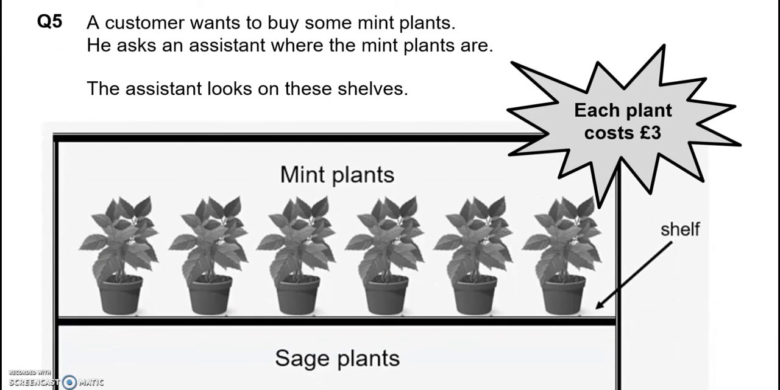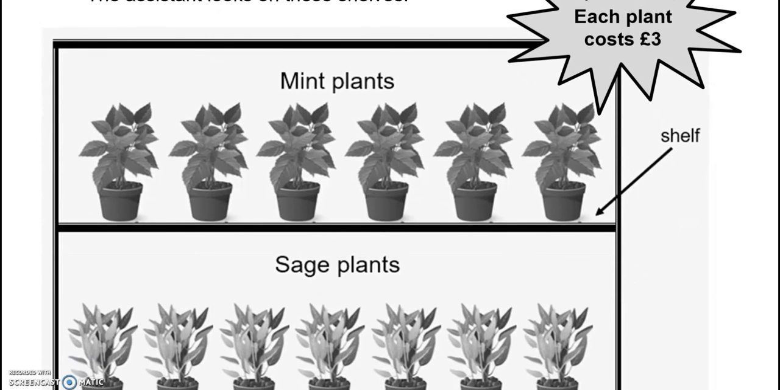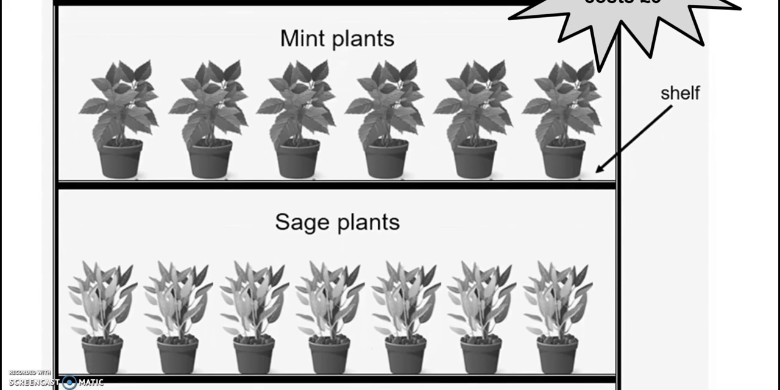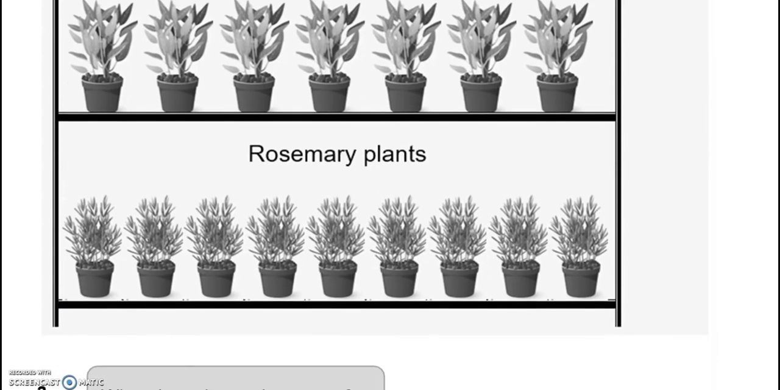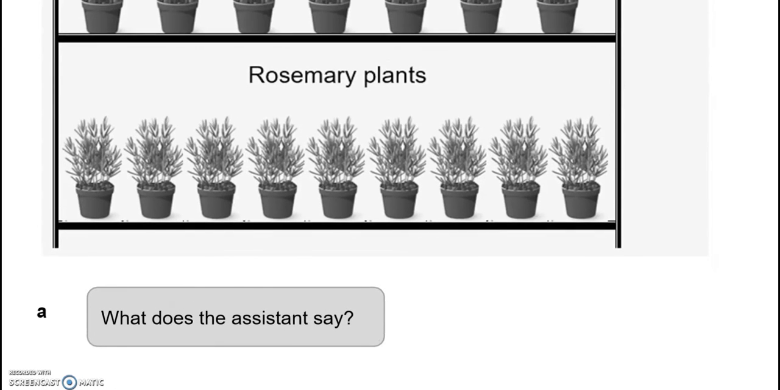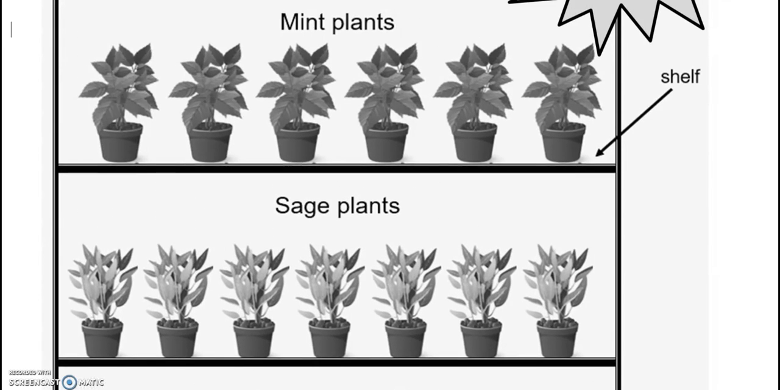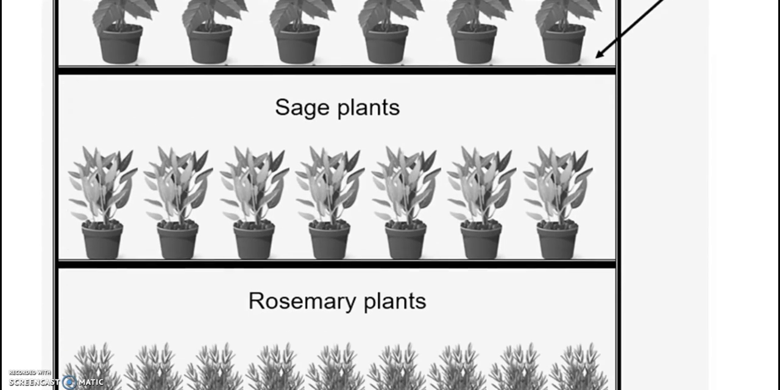Question 5. A customer wants to buy some mint plants. He asks an assistant where the mint plants are. The assistant looks on these shelves. We've got the mint plants, then sage plants, and then rosemary plants. What does the assistant say? If we go back and check, mint plants are on the top shelf. So this is what we're going to say.